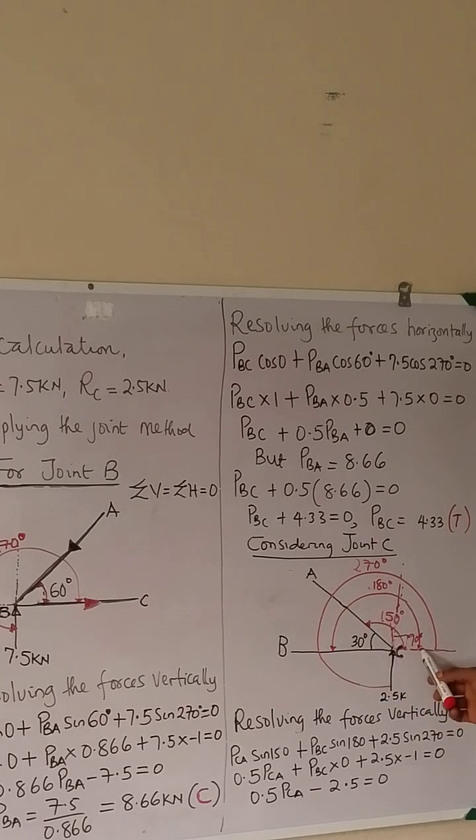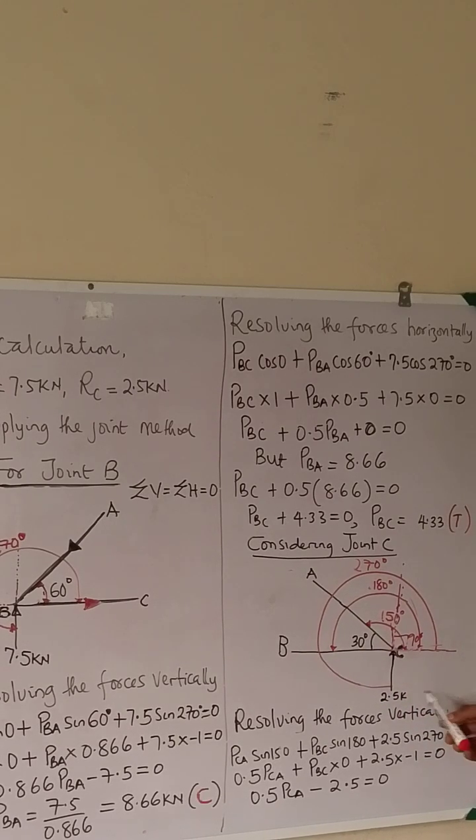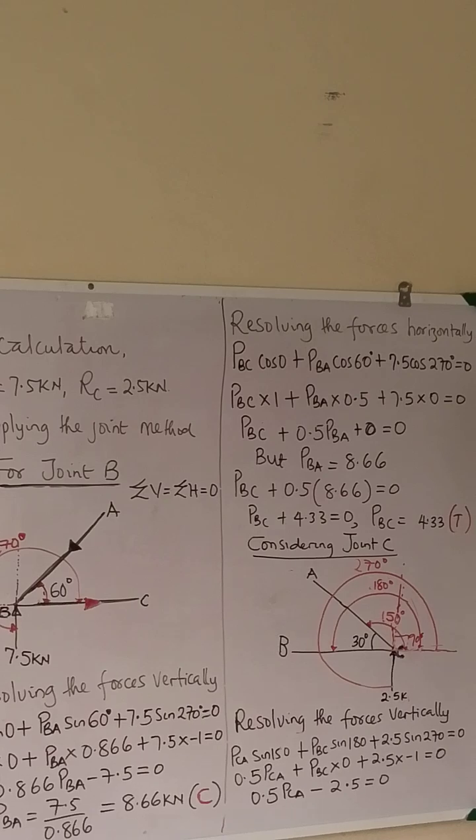So we do the same thing, moving from the positive right-hand side of X down to where B is. That one will give us a complete 180 degrees because it is an angle in a straight line. And then the next one is to move it down to where this other force, 2.5 kilonewton, is.